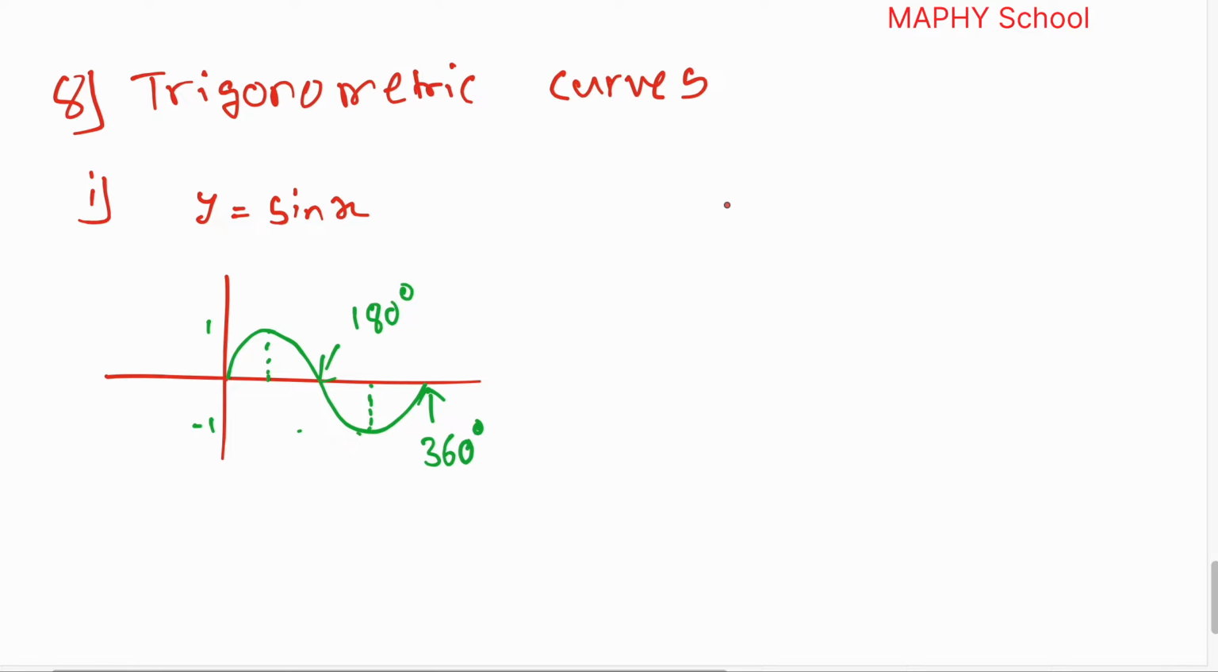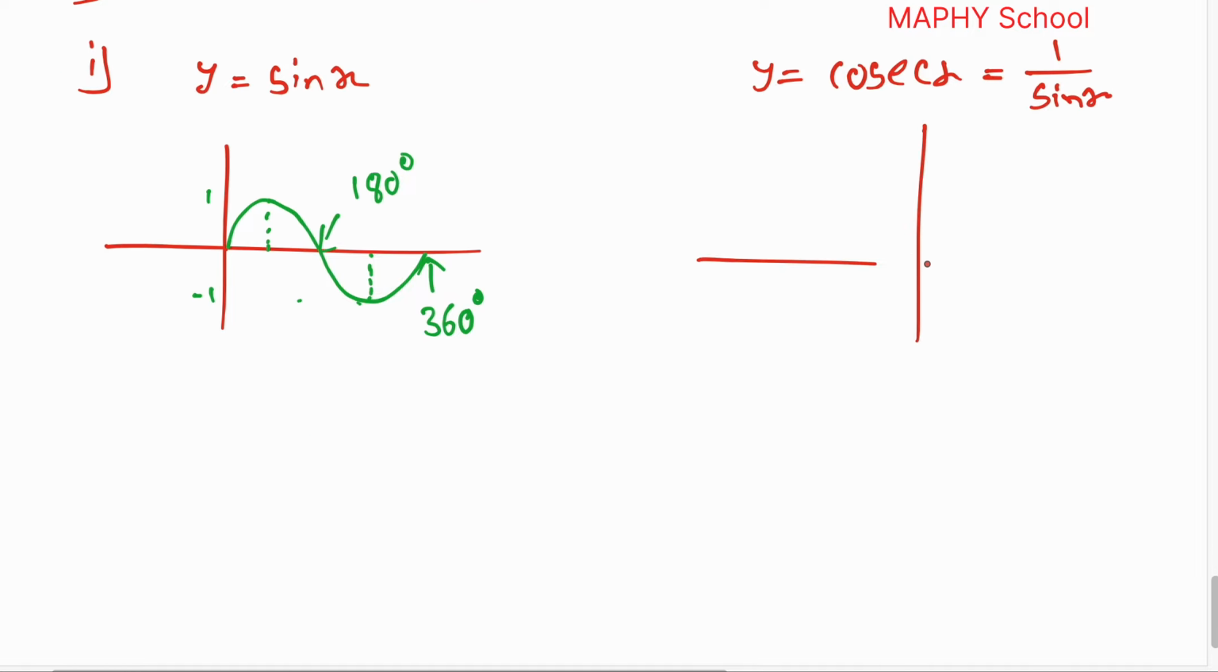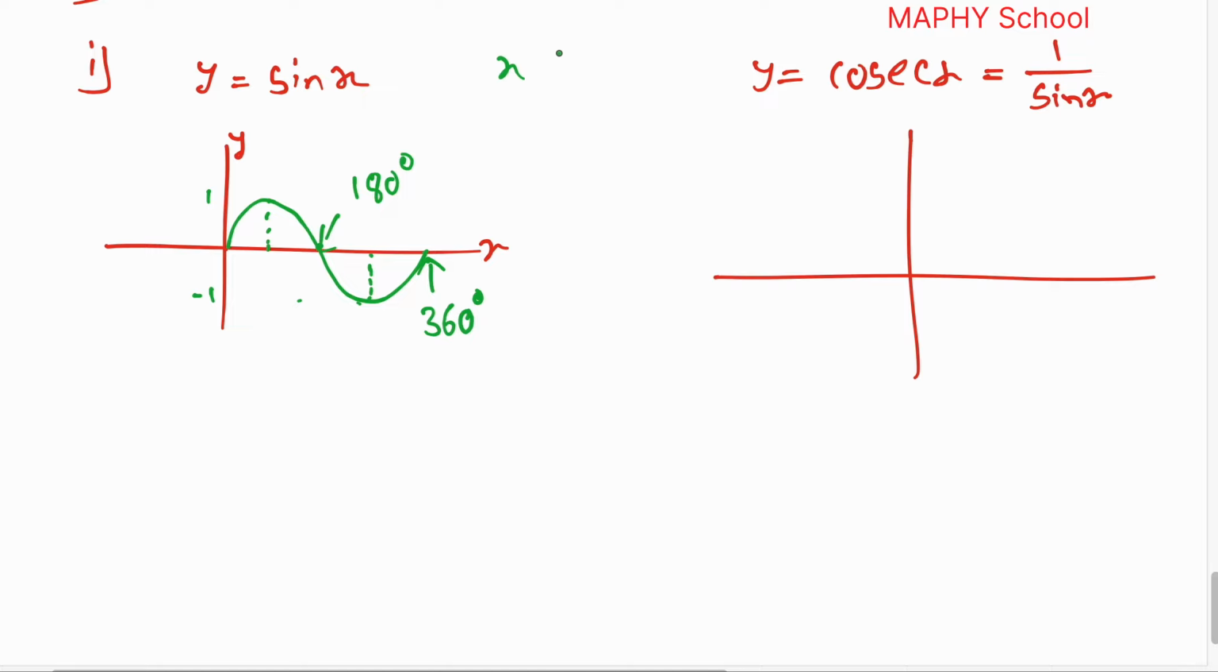Now from this we can also draw y equals cosec x, meaning reciprocal, that means 1 by sin x. It's also easy, just remember that the cutting points on the x-axis will be the asymptotes. The y equals sin x curve cuts at 180 degrees and 360 degrees. For example, our range is x from 0 degrees to 360 degrees.